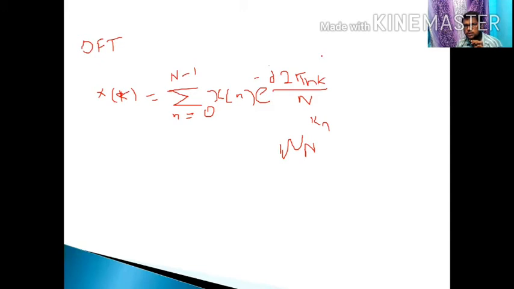So this e to the power of minus j 2 pi nk by N is W N kn. This W N kn we call the twiddle factor. The twiddle factor makes the computation a little bit faster. Here in W N, the suffix N means W N is the Nth root of unity. Suppose we take N equal to 8, it means 8th root of unity. So W N kn is equal to e to the power of minus j 2 pi nk by N.